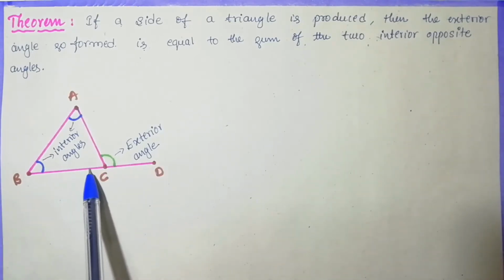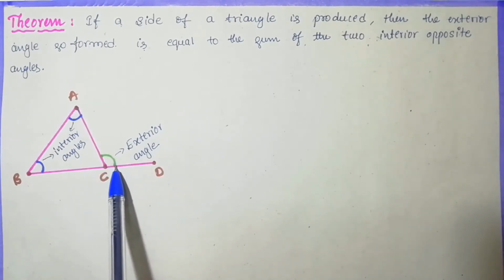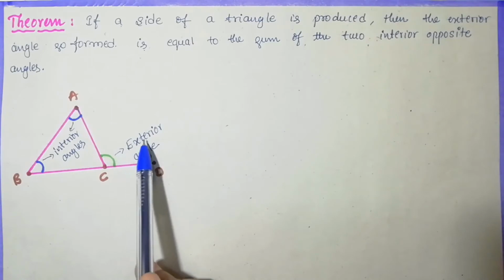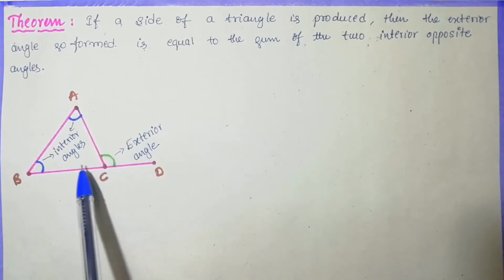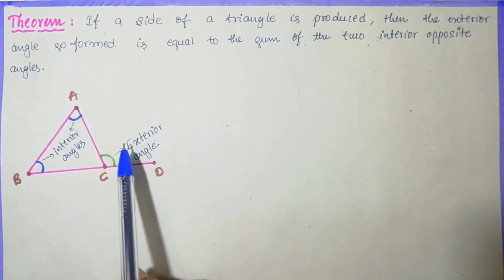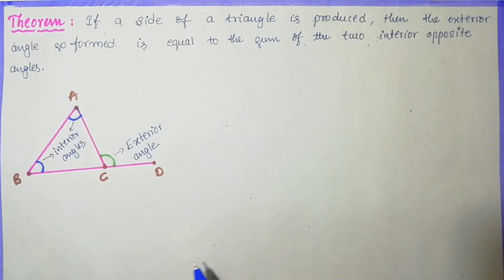If you produce this side in this direction, one angle will be created like this. Okay, so this is the side of the triangle, this is the produced side, this is the angle created here. So this is actually called an exterior angle. Why is it exterior? It is outside of the triangle, that's why it is exterior. What is the meaning of exterior? Which is outside of something, it is called exterior.